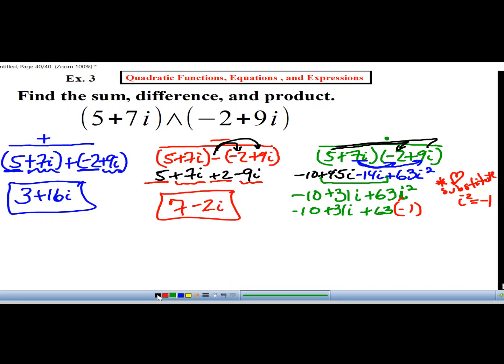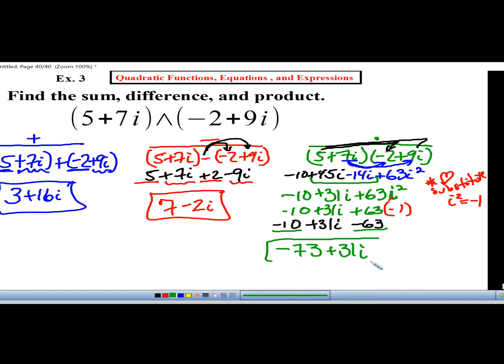All right, let's do that. What is 63 times negative 1? That's negative 63, 31i, negative 10. And then one more time, can we combine like terms? Yes, what is negative 10 and negative 63? That's negative 73 plus 31i. That is our product.